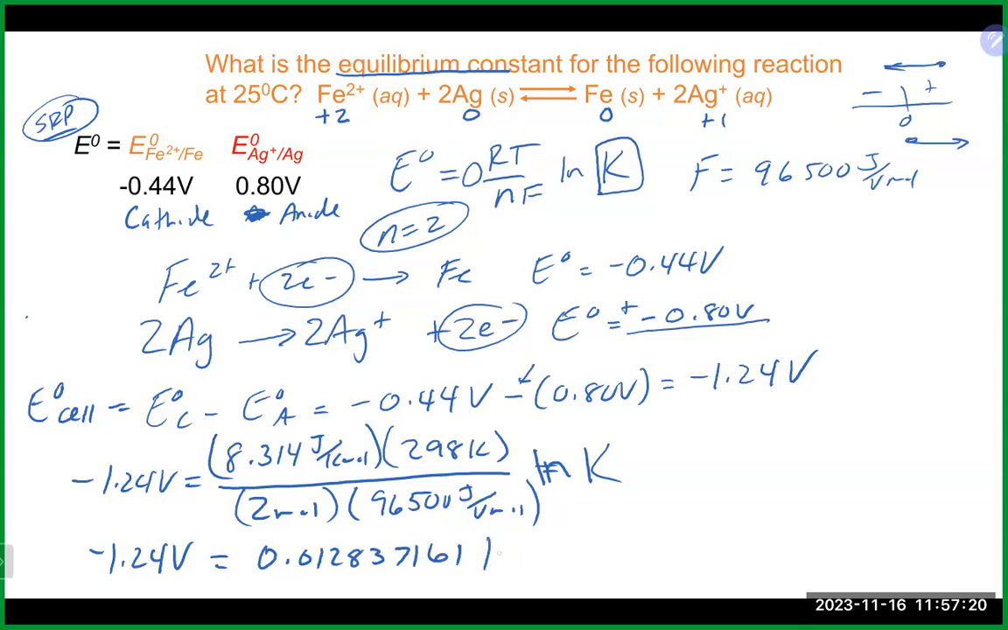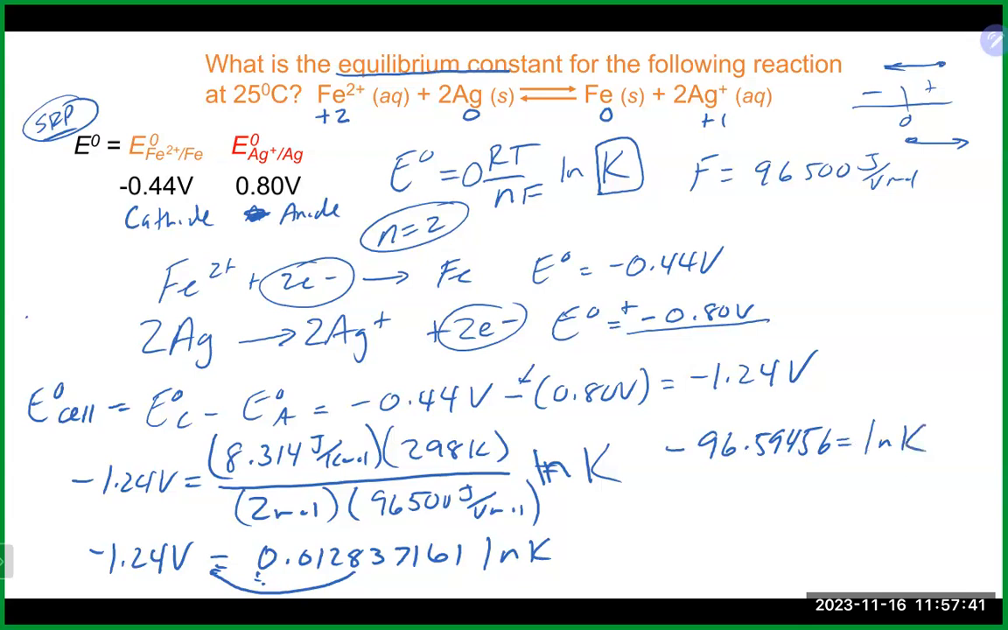0.012837161. I felt like writing all the numbers. There you go. We're then going to divide this to the other side. So we're going to take minus 1.24 divided by that number. And that's going to get us a minus 96.5945-ish equals natural log of K.